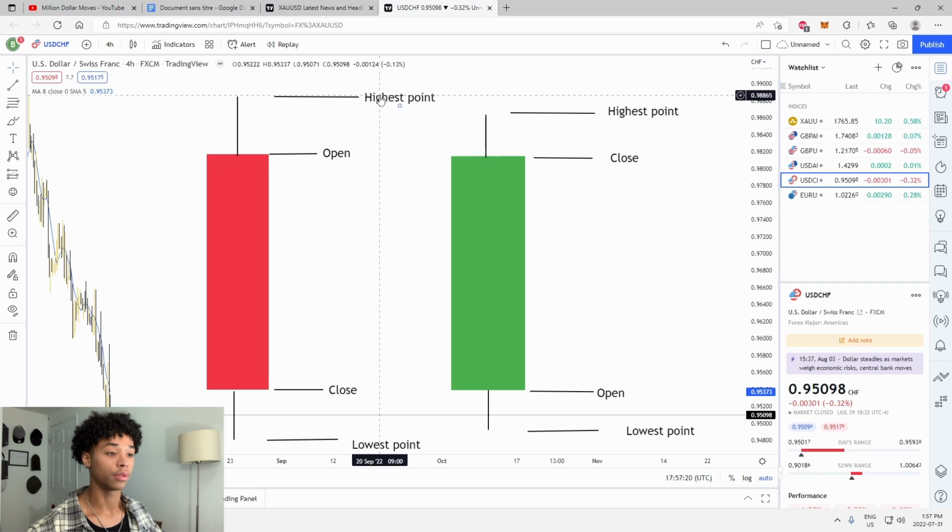So a candlestick has four parts: the highest point price went to, the lowest point that price went to, the open, where price opened, and where the price closed at. So it's really simple, right?